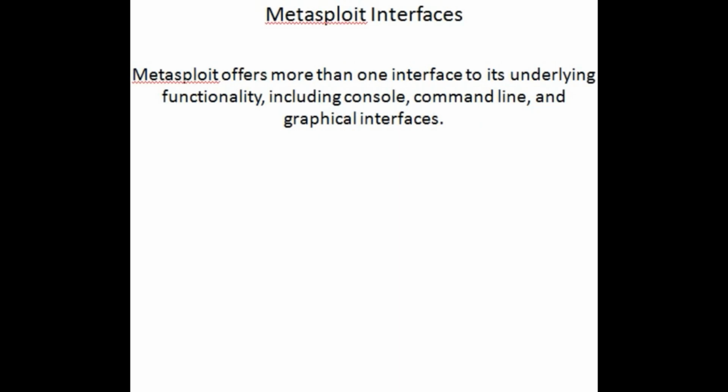Metasploit interfaces. Metasploit offers more than one interface to its underlying functionality, including console, command line, and graphical interfaces. In addition to these interfaces, utilities provide direct access to functions that are normally internal to the Metasploit framework. These utilities can be invaluable for exploit development and situations for which you do not need the flexibility of the entire framework.